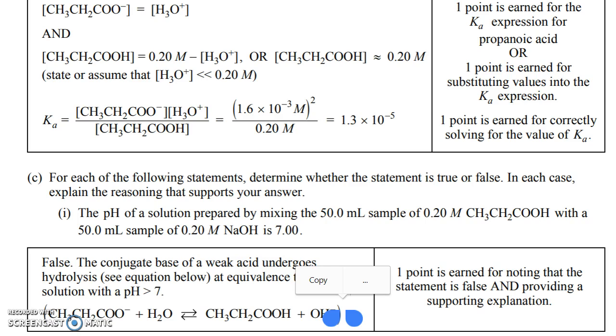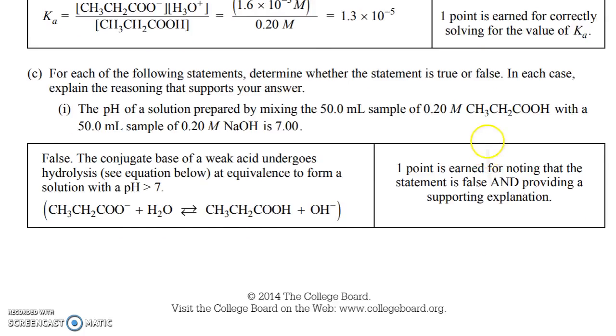Because, what do you know about propanoic acid? Is it a strong acid or a weak acid? It's a weak acid. So if it's a weak acid, then you know that it has a strong conjugate base. And if you add a really strong base like NaOH to that, you're not going to end up with a pH of 7. You're going to end up with a pH of greater than 7.